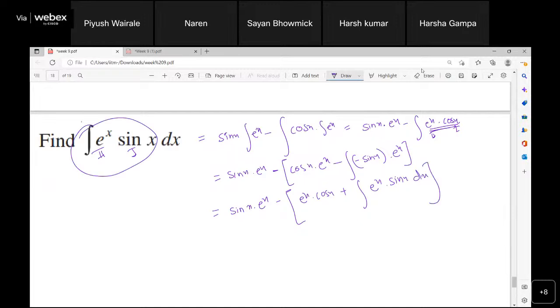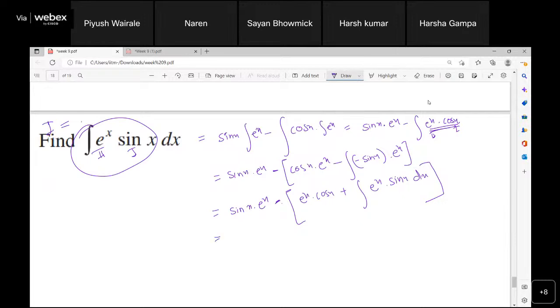Again, you can say I'm getting the same integral, right? If I keep applying integration by parts, I will get the same term again and again, right? So in this case, what should we do? This is bracket, this is integral. Now tell me, what should we do? Take substitution, e to the power x sin x integral equals I. So let us say let I equal this thing, right?